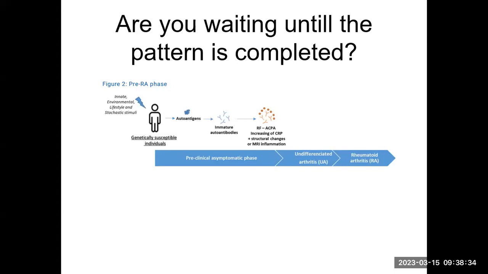So then, are we waiting until the pattern is completed? Are we still late? As I said, there is a pre-RA or pre-inflammatory arthritic phase. Still, the damage is happening inside the body. So we are not going to wait until the patient develops the classical pattern. That's why undifferentiated early arthritis came into the picture. If one person comes with one joint involvement, if we clinically assess and feel that this is going to be a persistent arthritis, we should still start them on disease modifying agents. So there are ways to assess that.